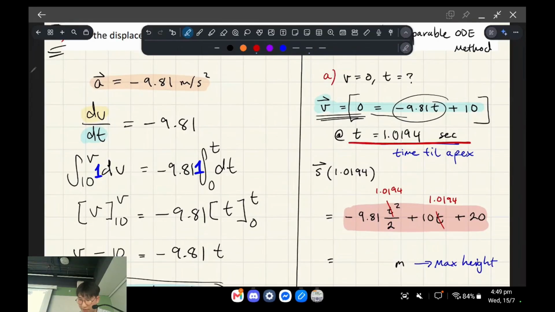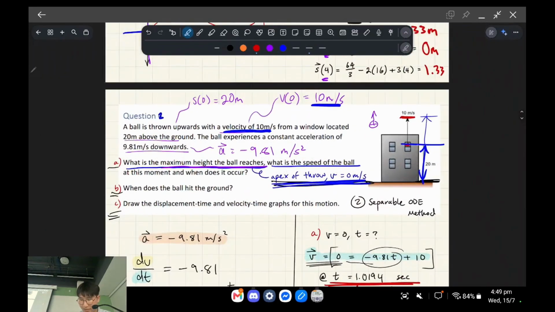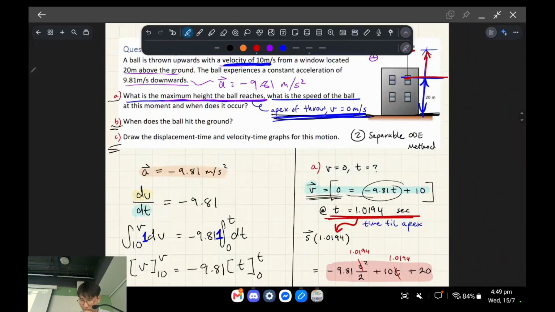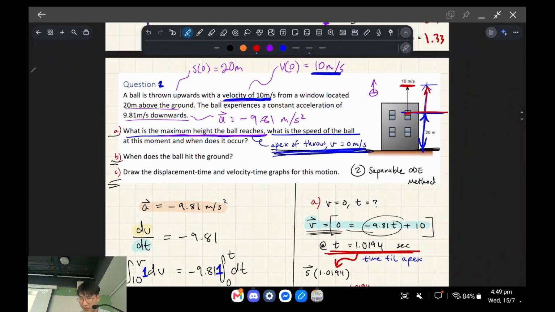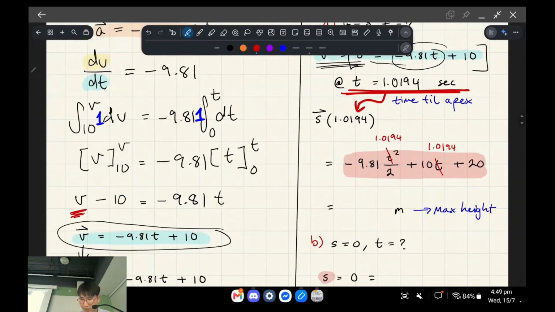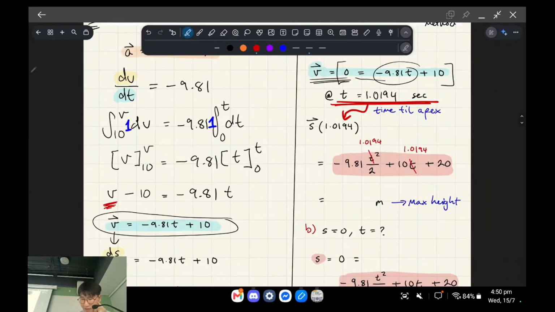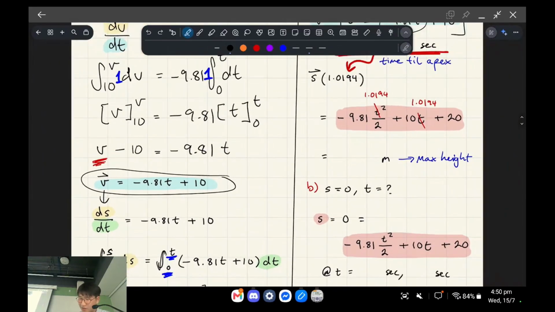So once I've solved for how long it takes to get to the apex of the throw, I can plug that into our displacement function. It's saying that after 1.0194 seconds has passed, what displacement am I at? And that's just a matter of getting the displacement function, and then every time you see t, you plug in 1.0194 seconds. And that gives you the maximum height.